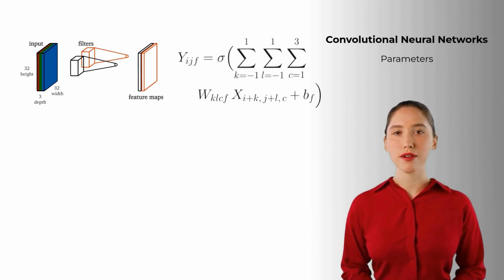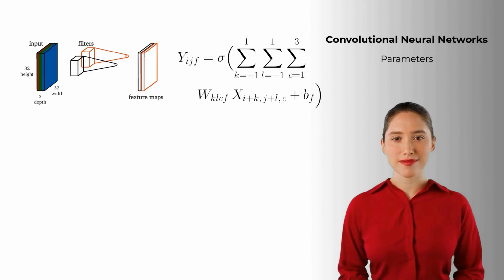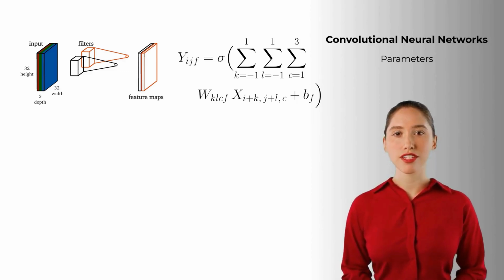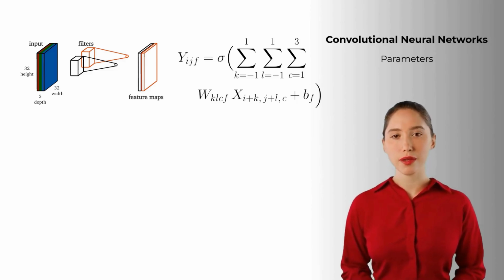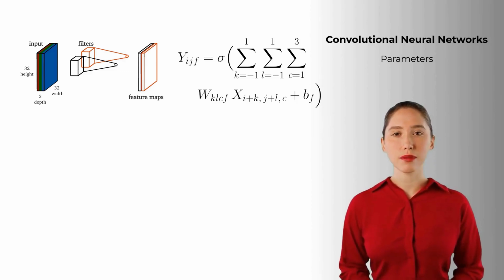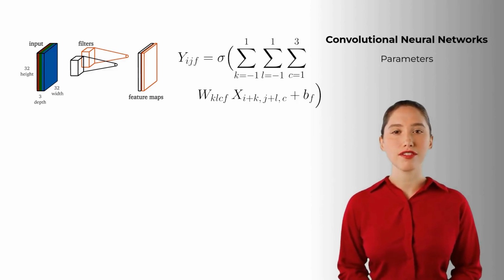Let's count how many parameters appear in a practical example. Here, y_ijf is the output at position ij for filter f. We loop over k and l, which span from -1 to +1, covering a 3 by 3 window, and over c equal 1 through 3 for the red, green, and blue color channels. Every term x_{i+k, j+l, c} is multiplied by its weight w_{klcf}. Then we add 1 bias b_f and wrap everything with sigma.